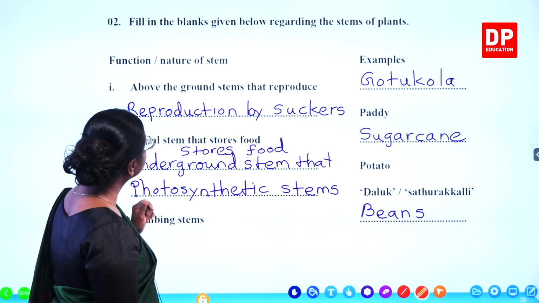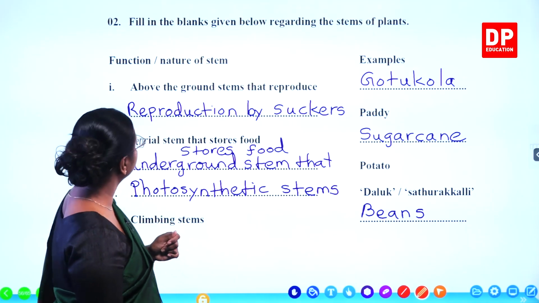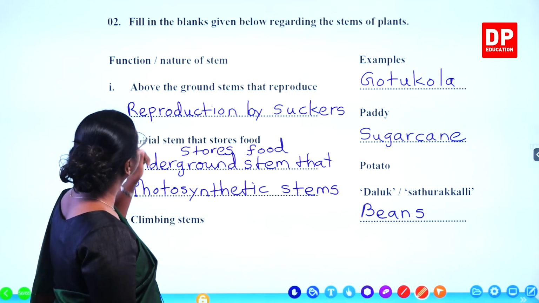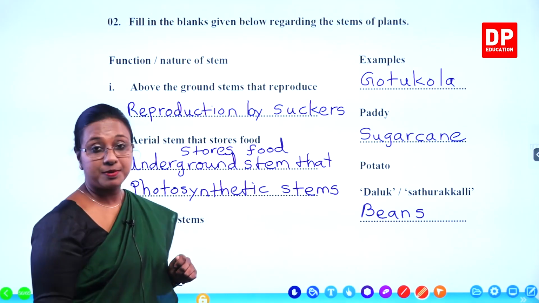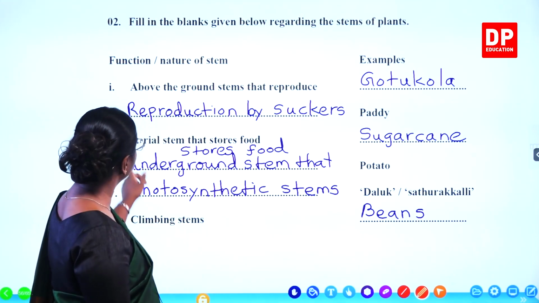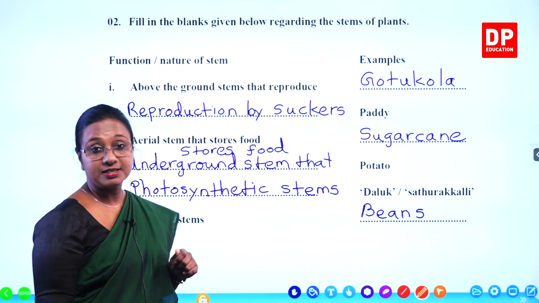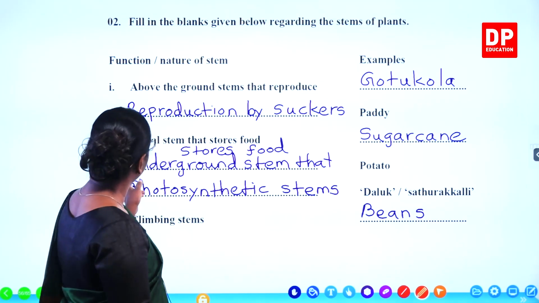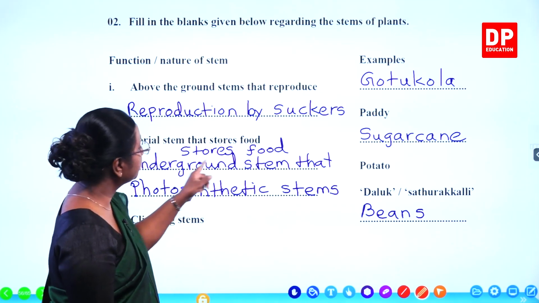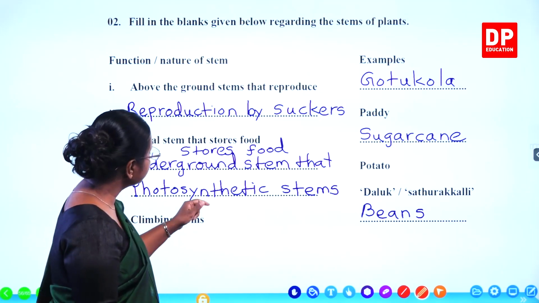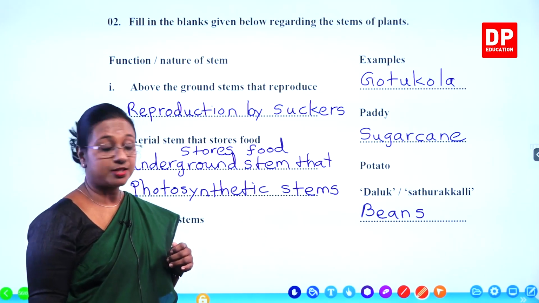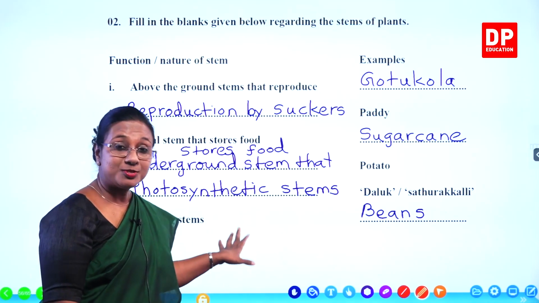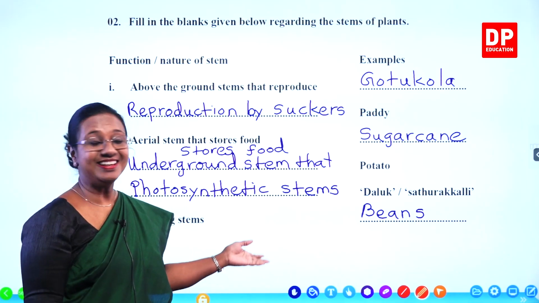So fill in the blanks given below regarding the stems of plants. Here we have function or nature and the example. Above the ground stems that reproduce, example is gotukola, reproduction by suckers, paddy. Aerial stem that stores food, sugarcane. Underground stem that stores food, potato. Photosynthetic stems, daluk or sadurakkalli, and climbing stems, beans. So I'm sure you were able to fill in the blanks.